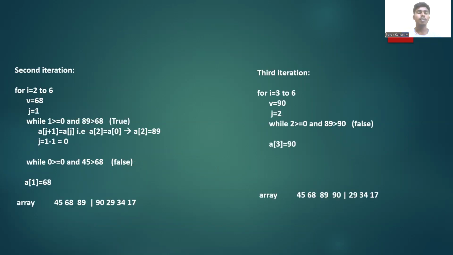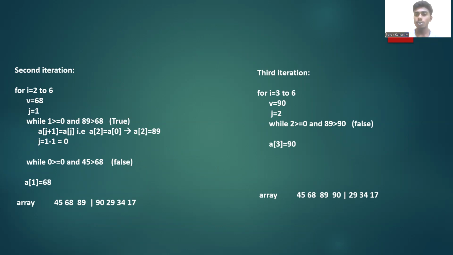In the second iteration, i will be equal to 2 to 6, v will be equal to 68, j will be equal to 1. While 1 is greater than or equal to 0 and 89 is greater than 68, it's a true statement. While 0 is greater than or equal to 0 and 45 is greater than 68, it's a false statement. So A of 1 will be equal to 68, and here 45, 68, and 89 will be separated from the list.